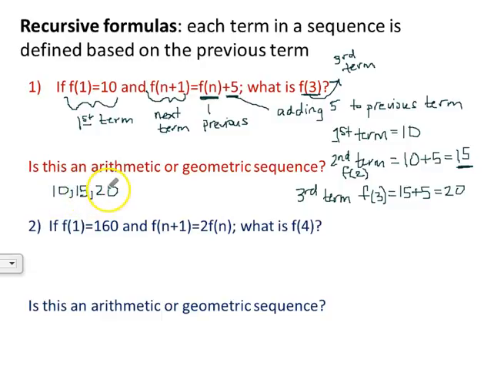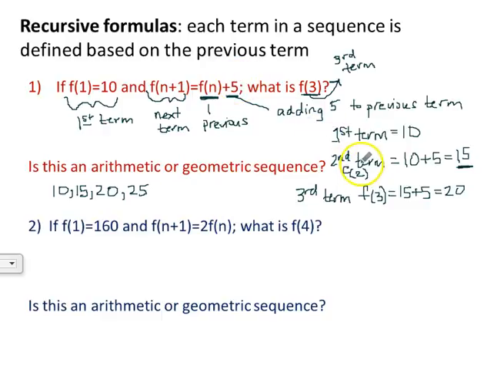Take a term and add 5 to it. So we can find our fourth term by adding 5 to the previous term. That is what all that notation is: f of 1 is our first term, and where it says f of n plus 1, that's saying to find the next term, we take our f of n, our previous term, which happened to be 10, and add 5 to it.